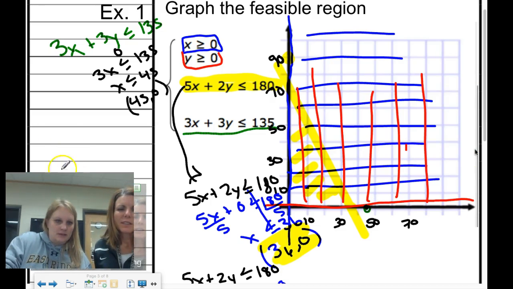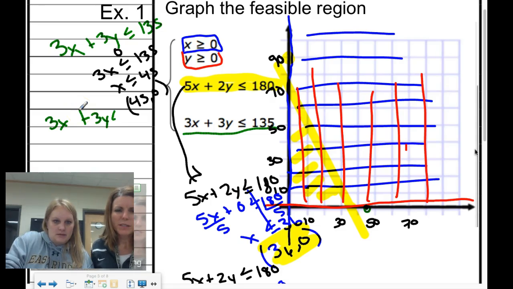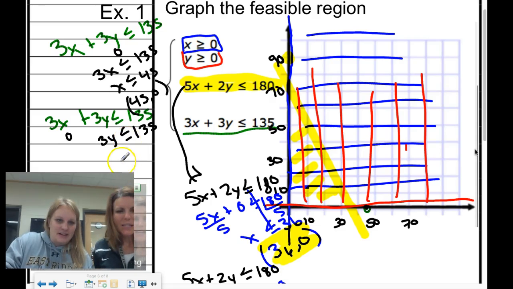And then the next one is we got to get the y-intercept. So we set x equal to 0. 135, x is now 0. It's the same thing because we still have 0. So y is less than or equal to 45. Well, 45. And the other point then is (0, 45).